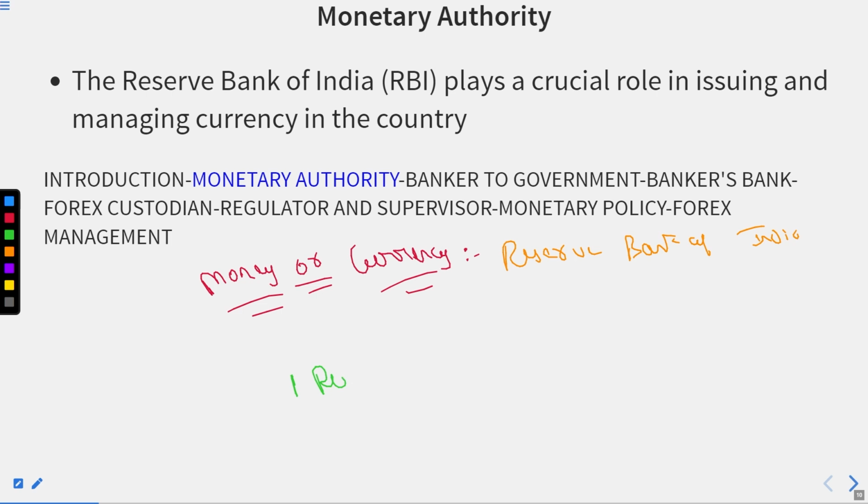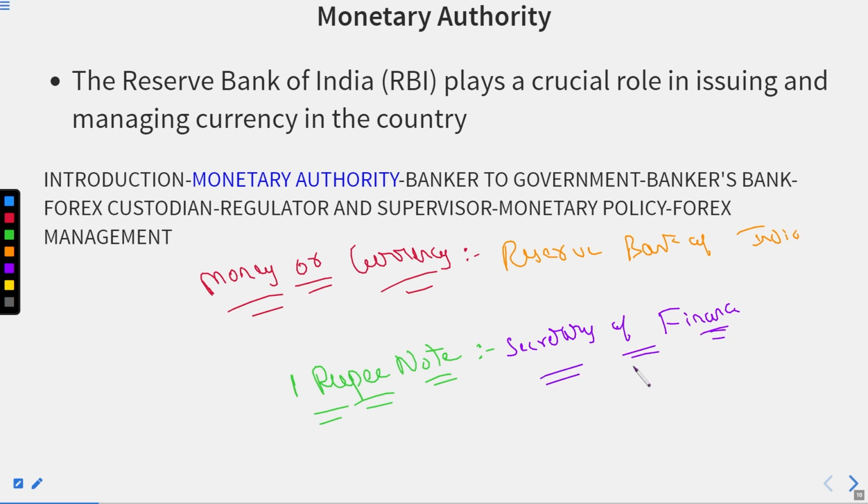the ₹1 note could only be issued by whom? The Secretary of Finance. All the other currency of any denomination will be issued by the Reserve Bank of India, but the ₹1 note is issued by the Secretary of Finance.